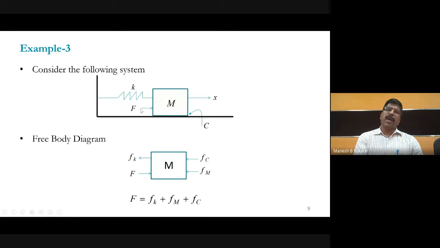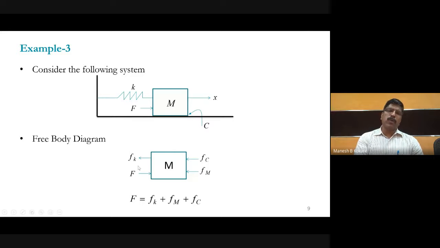Now when you apply a force on this, there will be an opposite force offered by the spring element, an opposite force offered by the mass element, and also an opposite force offered by the dashpot element. So we will consider this as Fk, this as Fm offered by the mass element, and this as Fc.